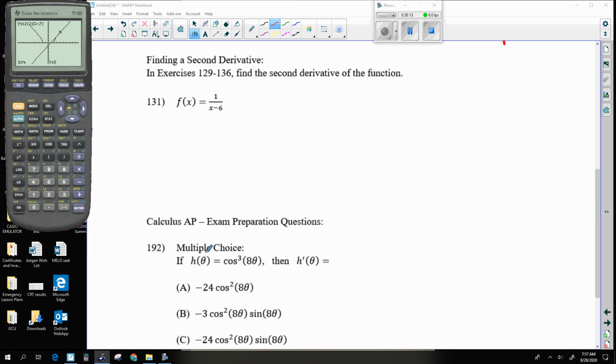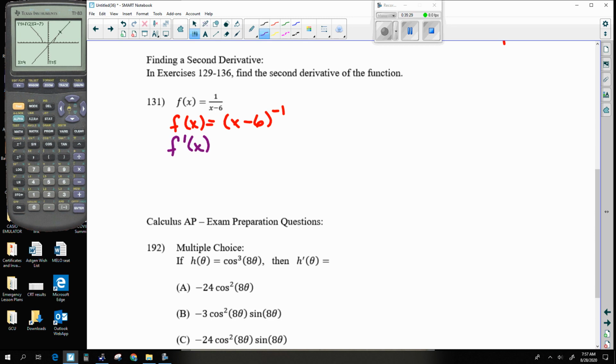Find the second derivative of the function. Easy peasy. So I noticed that the original is x minus 6 to the negative 1. So the derivative is negative 1, x minus 6 to the negative 2. Derivative of the inside is 1, so that's negligible. And then the second derivative, again, derivative of the outside is a positive 2, x minus 6 to the negative 3, derivative of the inside is 1. So there you go.